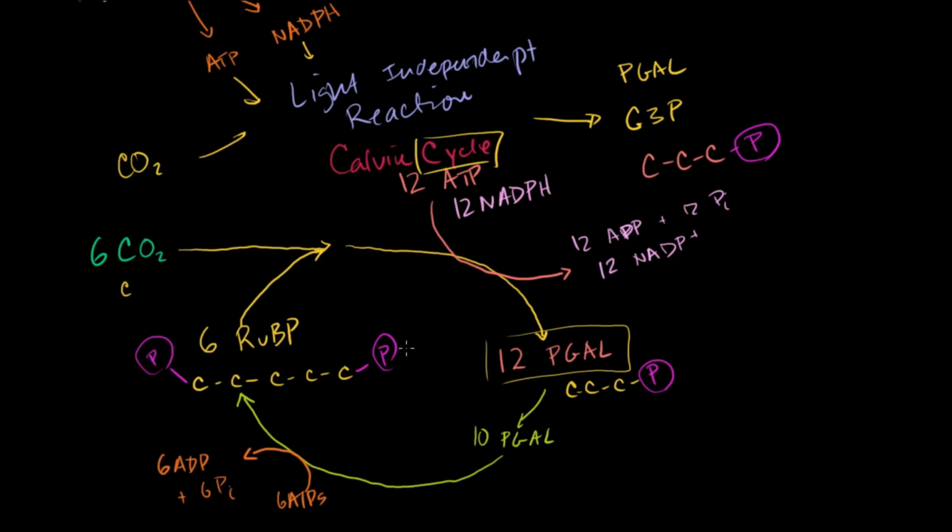Well, I only used 10 out of the 12. So I have 2 PGALs left, and these can then be used. The reason I used 6 and 6 is so that I get 12 here and I get 2 here. And the reason I have 2 here is because 2 PGALs can be used to make a glucose, which is a 6-carbon molecule.